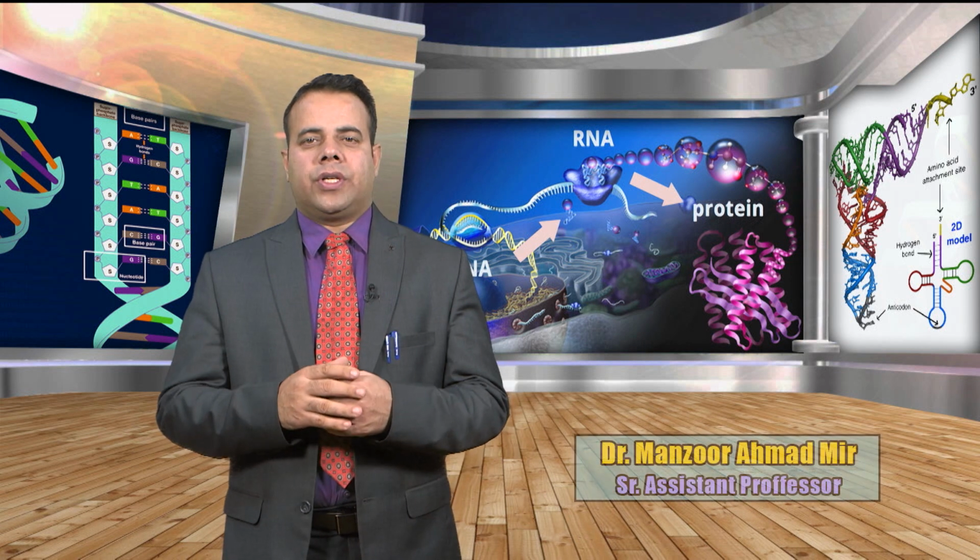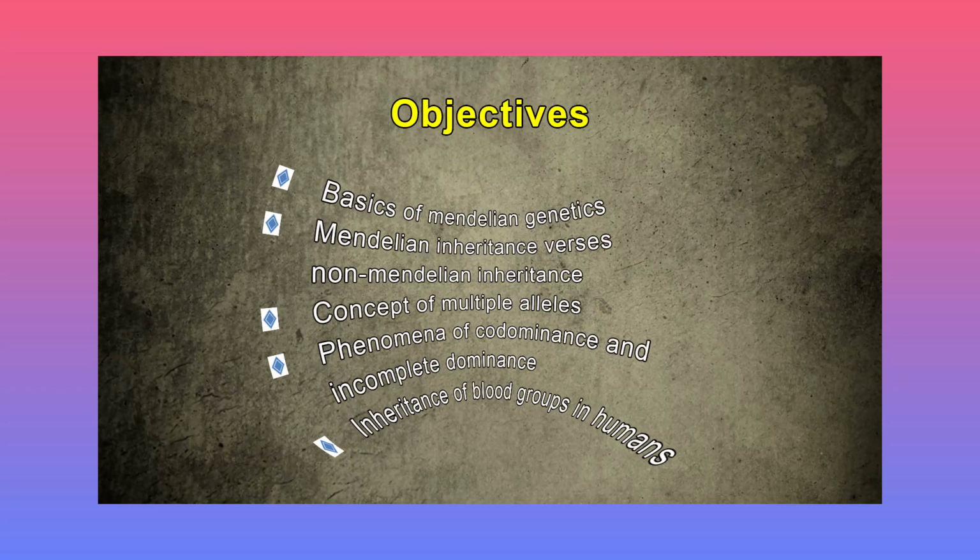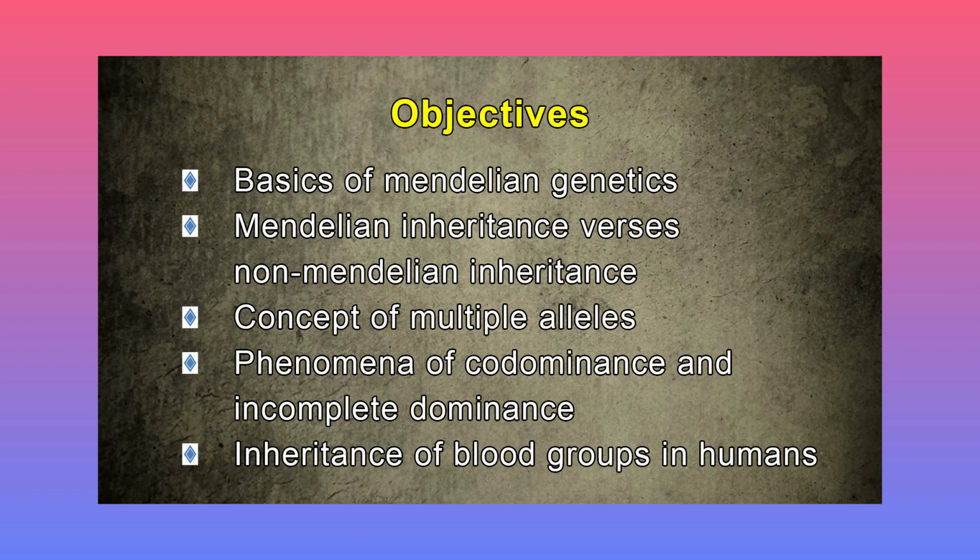Today we are going to discuss the topic non-Mendelian inheritance, codominance, multiple allelism and incomplete dominance. The main objectives of this module are to know about the basics of Mendelian genetics, to understand Mendelian inheritance versus non-Mendelian inheritance, to know about the concept of multiple alleles, to know about the phenomena of codominance and incomplete dominance, and finally to understand the inheritance of blood groups in humans.